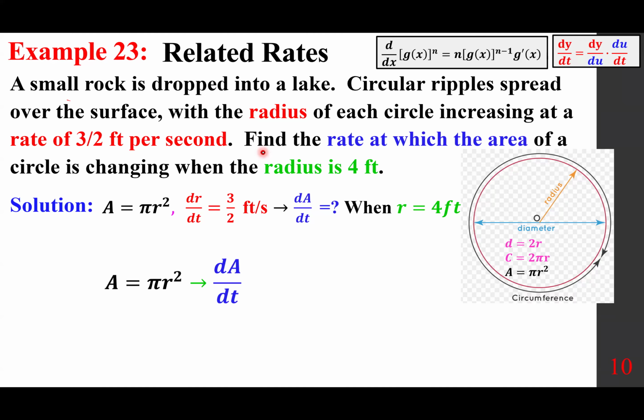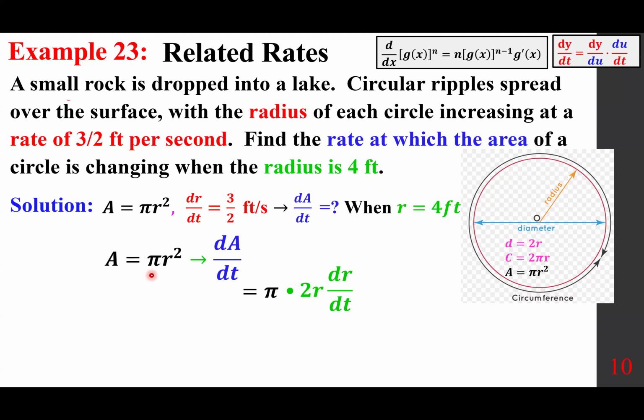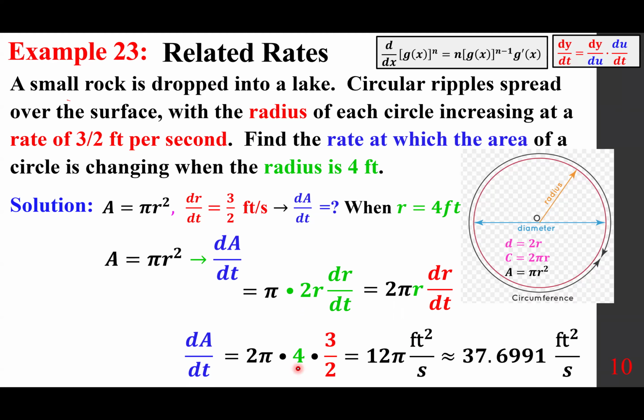So a is pi r squared. We want to find the da/dt, or take a derivative with respect to t. That means pi remains, and r squared becomes 2r dr/dt, or 2 pi r dr/dt. Replace the r with 4, dr/dt with 3/2. 2 cancels out the 2, we get 12 pi square feet per second, or this number roughly, which means the area of the circle is increasing at a rate of 12 pi square feet per second. Why is it increasing? Because this is positive. If it happened to be negative, we write decreasing.